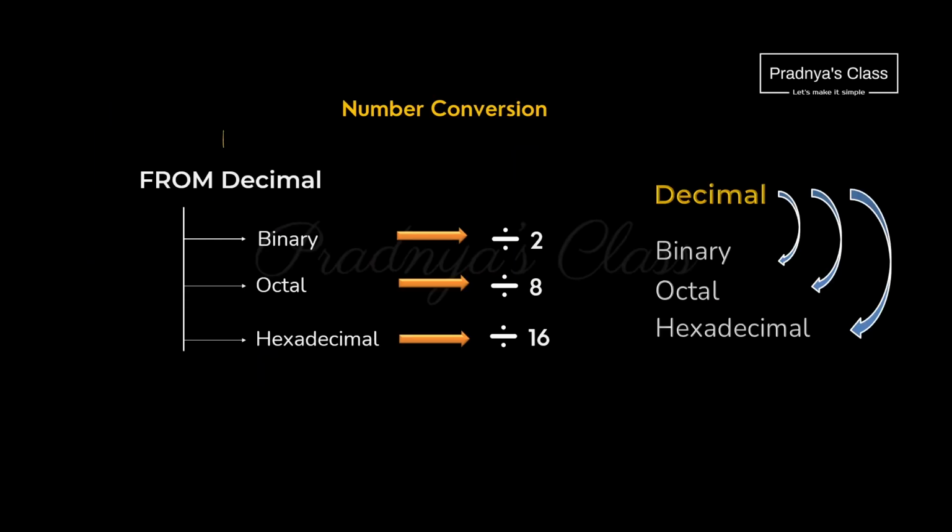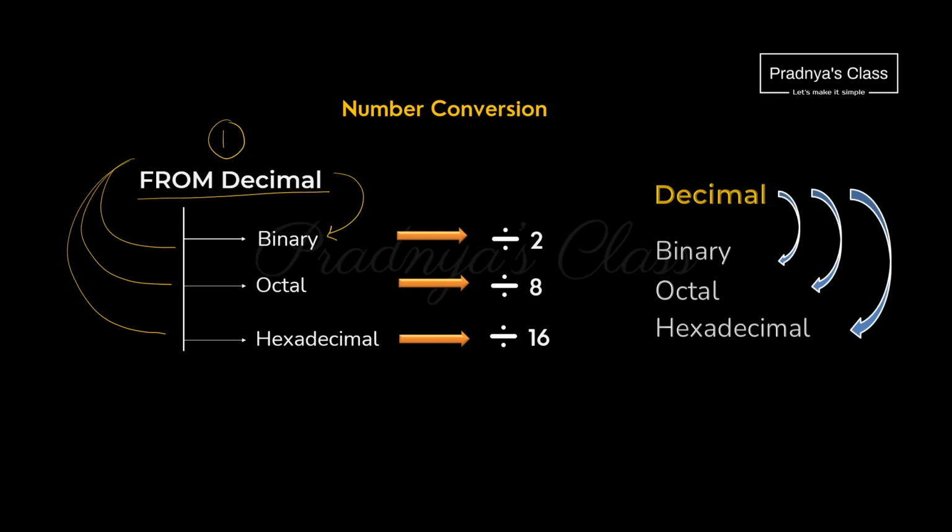Let's check out the first set, which is from decimal. From decimal to binary, from decimal to octal, from decimal to hexadecimal. So whenever you see a question of conversion, first try to fit that question in one of the sets. Then the conversion will be easy. Alright, how will the conversion be? Suppose it is a decimal to binary.